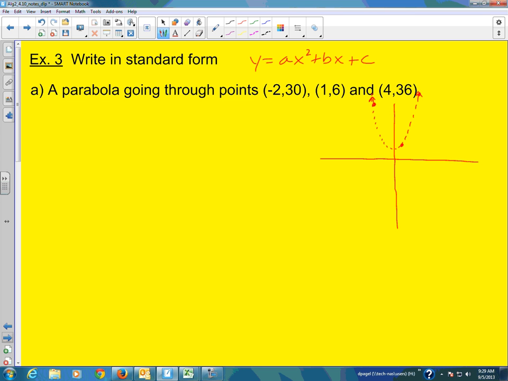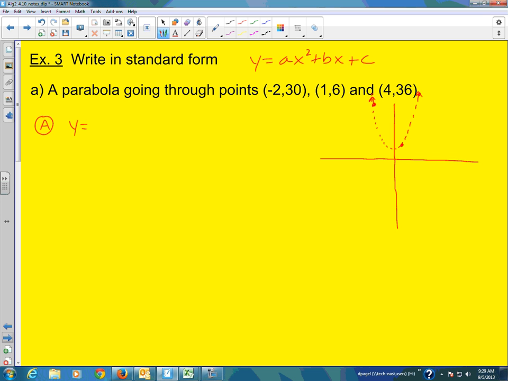I cannot interpret any of those as being the vertex or, obviously, none of them are x-intercepts, because I don't have any coordinates where the y values are 0. None of them are y-intercepts because I don't have any coordinates where the x value is 0. So we just go with what we have here, and we're going to have to set up a triple system for this. So we'll work with equation A first.